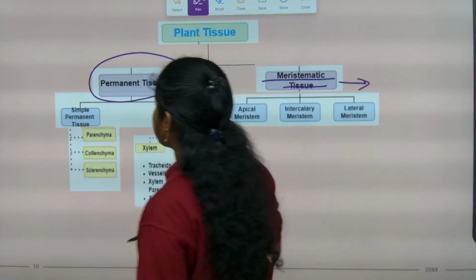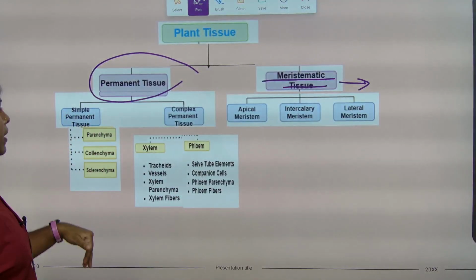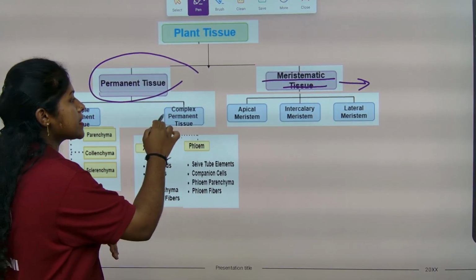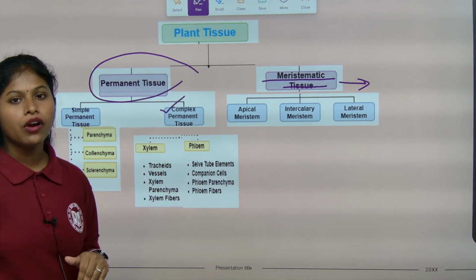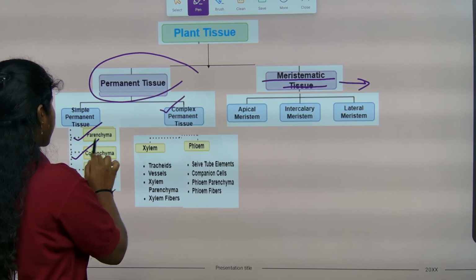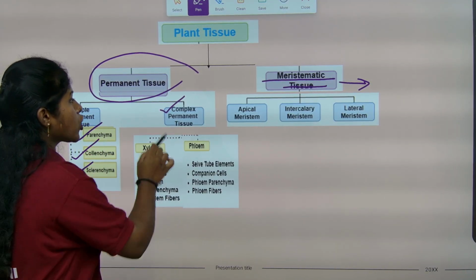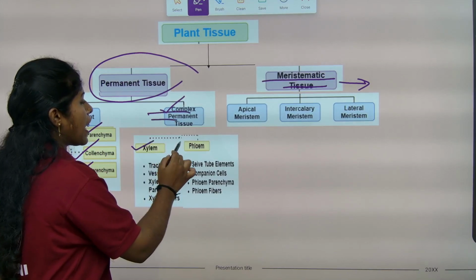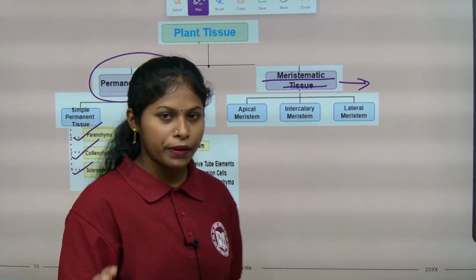There are two types. One is simple permanent tissue and another one is complex permanent tissue, right. Simple permanent tissues are of three types: Parenchyma, Collenchyma and Sclerenchyma. And the complex permanent tissues are Xylem and Phloem. We will discuss them elaborately, children.